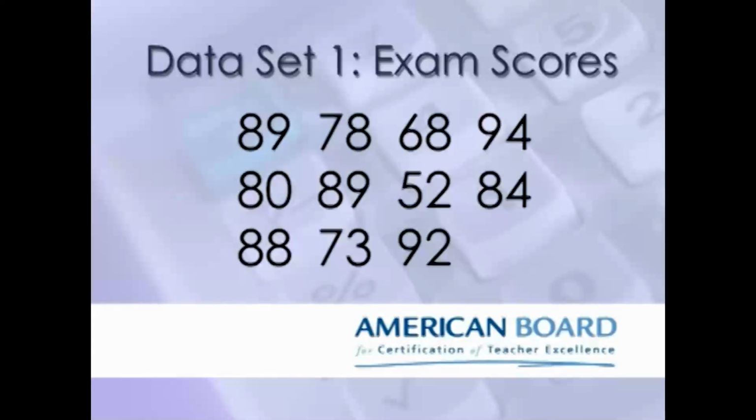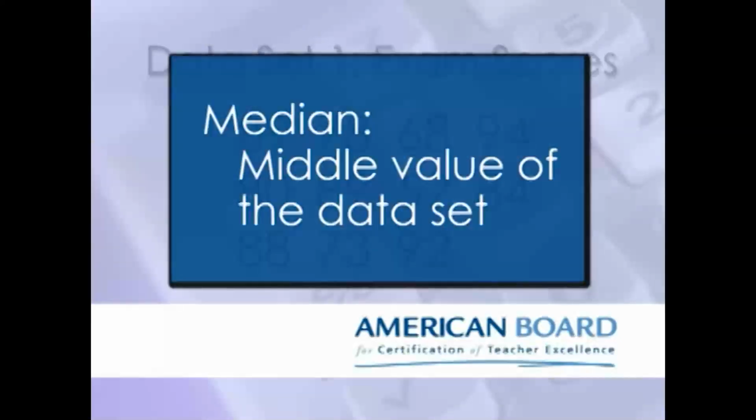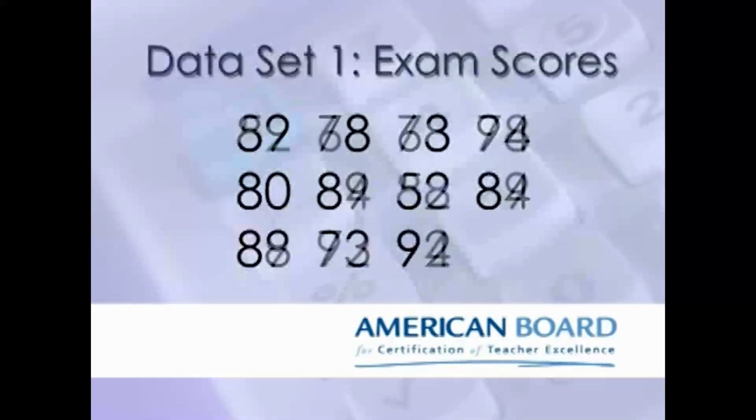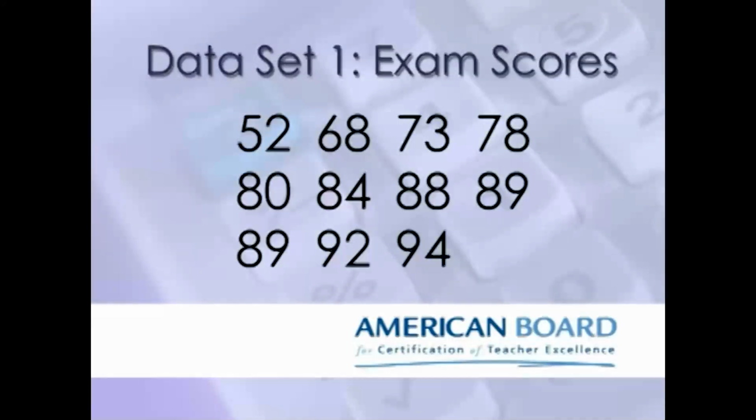You could also describe this set of data using the median. Now, the median is the middle value of the data. To make things easier, I'm going to put the data values in order first, from lowest to highest. There are 11 data values in this set. 11's an odd number, so that means this data set will have a middle number, in this case, 84.